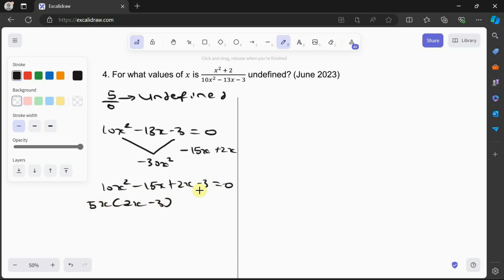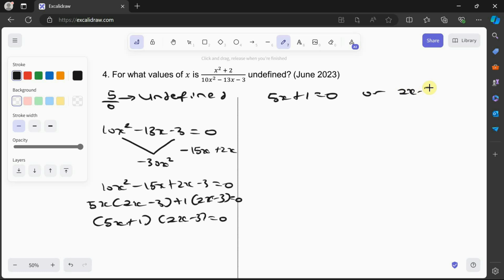What is common in these two? Really, there's nothing common. I could just say plus 1. So it will just be 2x minus 3 is equal to 0. So I will just group and say 5x plus 1, then I'll pick one of these two since they're the same thing, 2x minus 3 is equal to 0. So I know that 5x plus 1 is equal to 0, or 2x minus 3 is equal to 0. So 5x will be equal to minus 1, or 2x will be equal to 3.